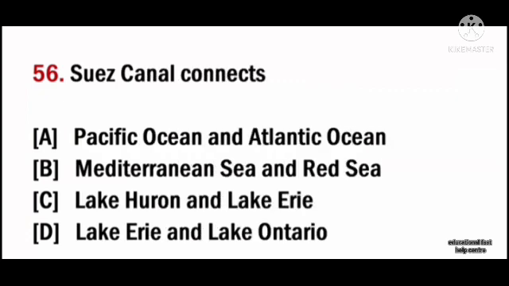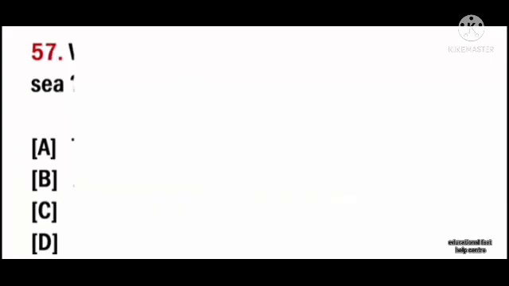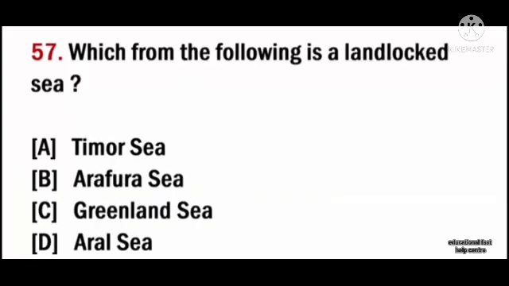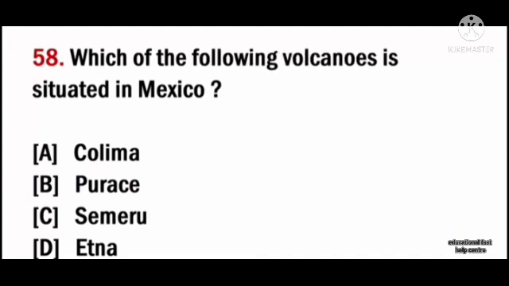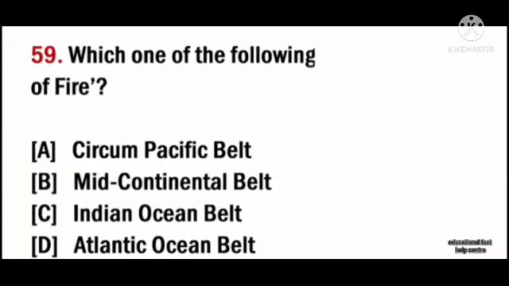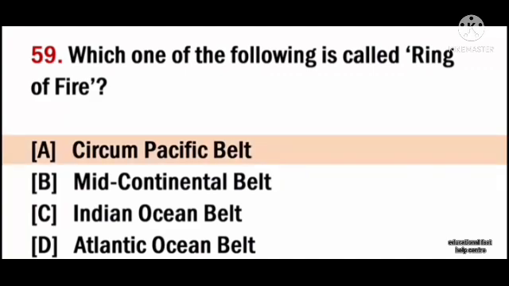Suez Canal connects? Answer B, Mediterranean Sea and Red Sea. Which one of the following is a landlocked sea? Answer D, Aral Sea. Which one of the following volcanoes is situated in Mexico? Answer A, Colima. Which one of the following is called Ring of Fire? Answer A, Circumpacific Belt.